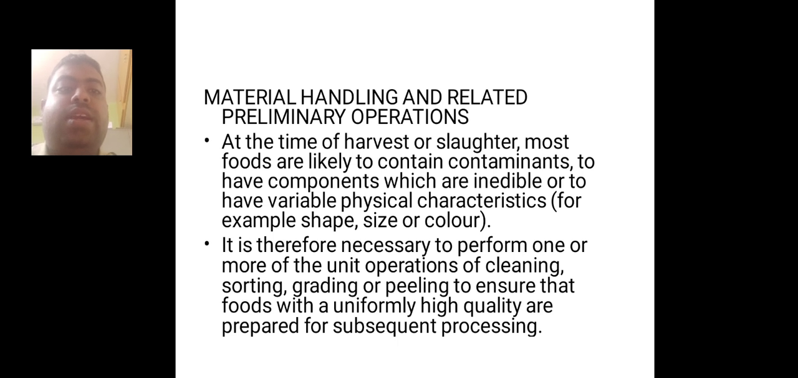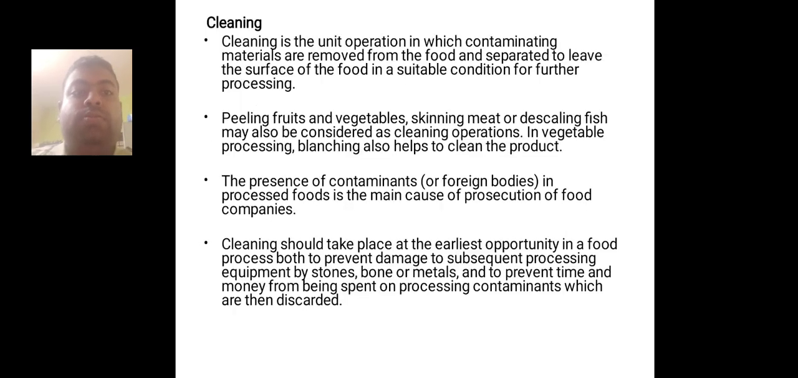Material handling and related preliminary operations. At the time of harvest or slaughter, most foods are likely to contain contaminants, to have components which are inedible, or to have various physical characteristics, for example, shape, size, and color. It is therefore necessary to perform one or more of the unit operations of cleaning, sorting, grading, and peeling to ensure that foods with a uniformly high quality are prepared for subsequent processing.